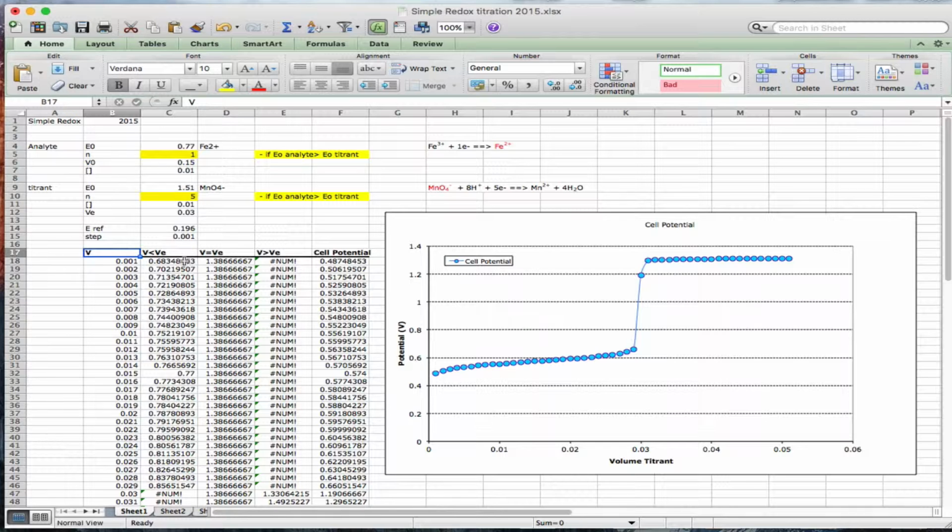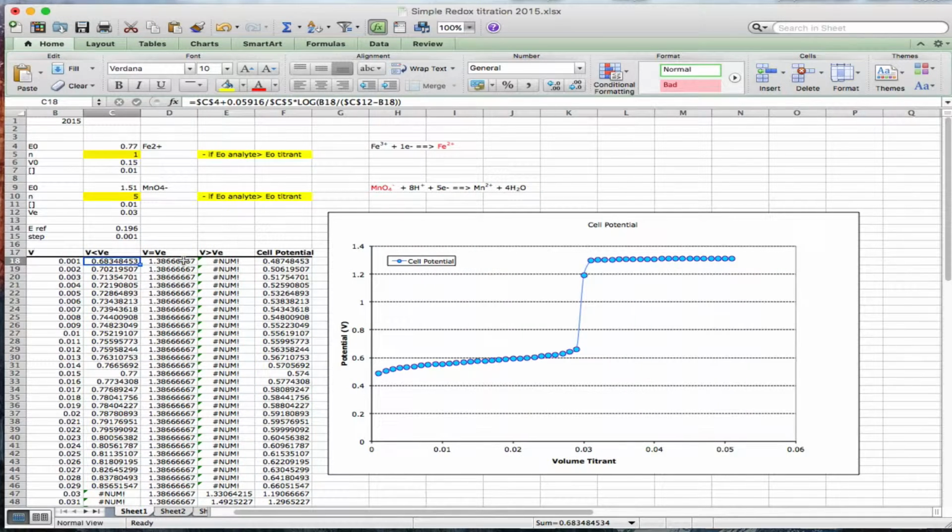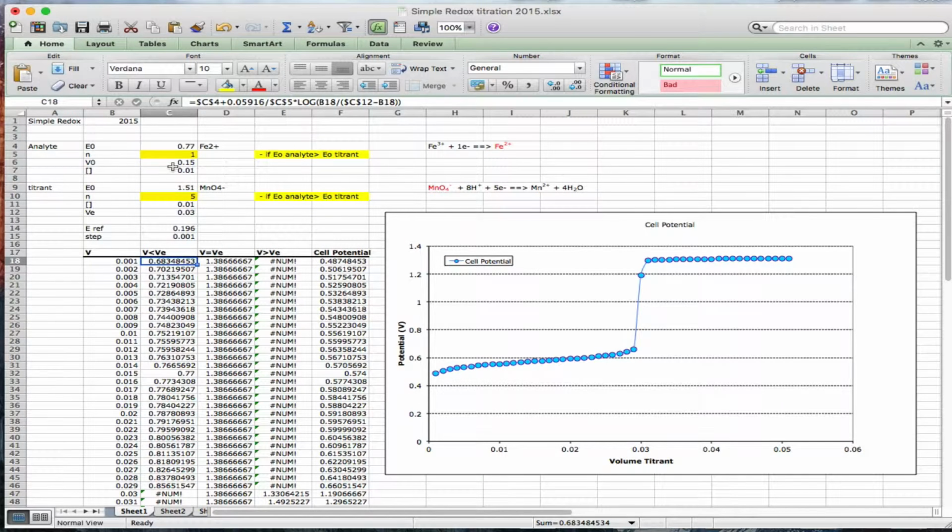Volume less than VE. If volume is less than VE, then I'm going to use the Nernst equation for the iron, because iron 2+ is being oxidized to iron 3+, and both are known. So $4, there's the 0.059 divided by n. There's the 1, that's what comes in. Log of B18, which is the volume added, over C22, which is V equivalence, minus B18. So this is the volume of titrant added divided by the effective volume remaining in the titration to equivalence.